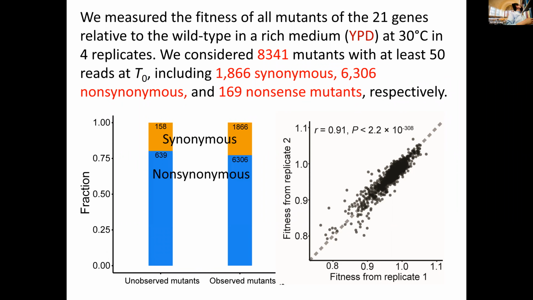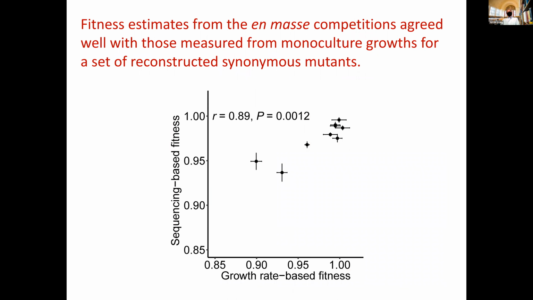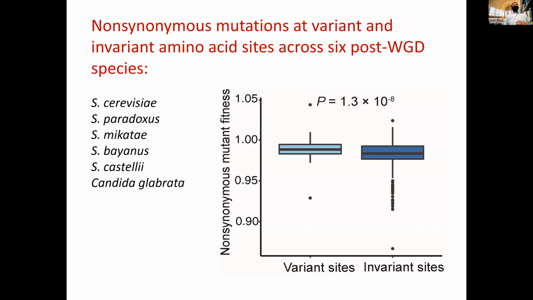The fitness measurement is relatively accurate. You can see the replicates, the correlation is good. We also independently synthesized a subset of mutants and measured their fitness by monoculture growth rate. The x-axis here is the growth rate based fitness, and the y-axis is the sequencing based fitness, and there are about 10 of them. They are all synonymous mutants. So the two methods give good correlation in terms of their fitness.